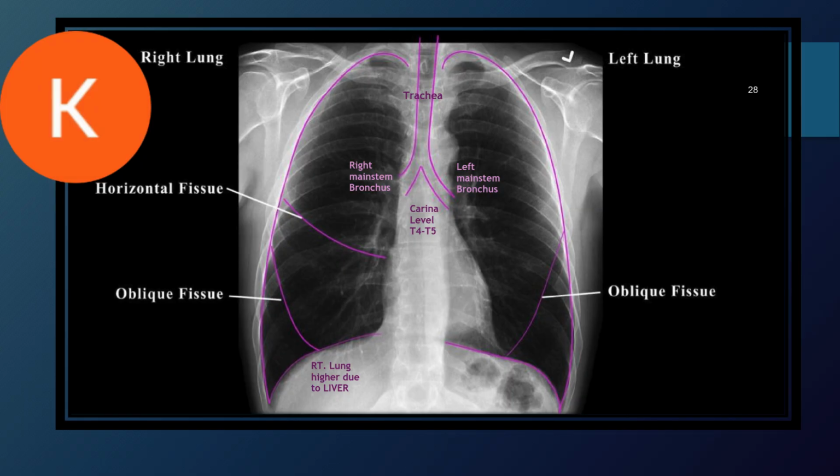Then we see our air-filled trachea, and then how it bifurcates at the level of T4 and T5, and it goes into the right mainstem bronchus and left mainstem bronchus.